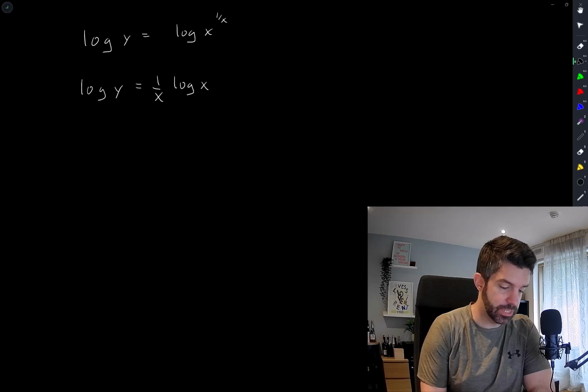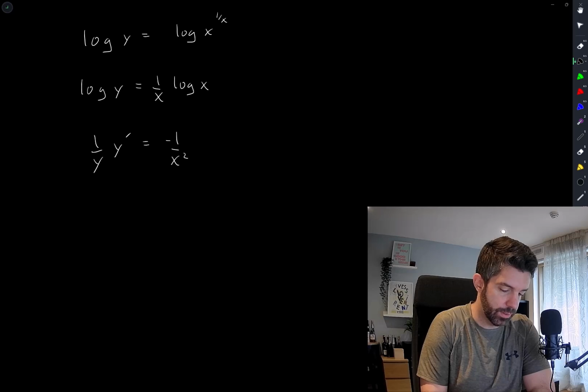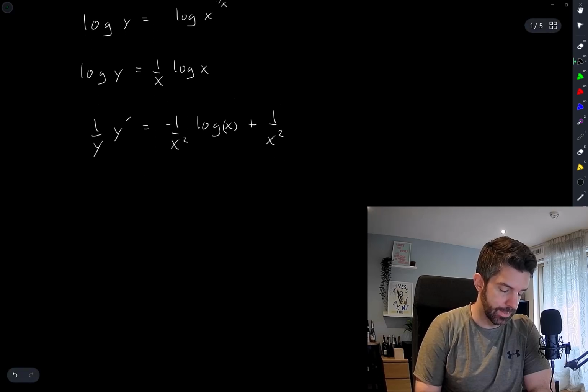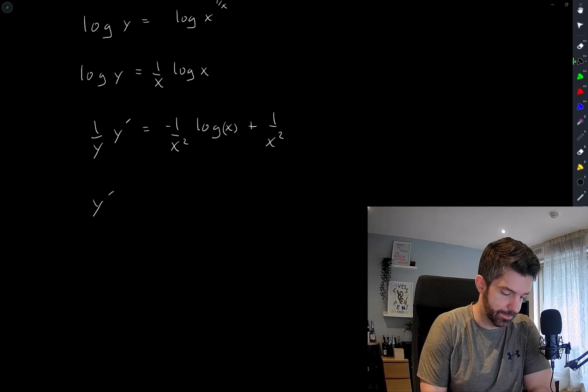And now we'll differentiate and use implicit differentiation. I always assume we're using natural logarithms. So this gives 1 over y times y prime. Derivative of 1 over x is negative 1 over x squared, plus, and then derivative of log x is 1 over x, so 1 over x squared. So y prime is equal to 1 minus log x times y over x squared.